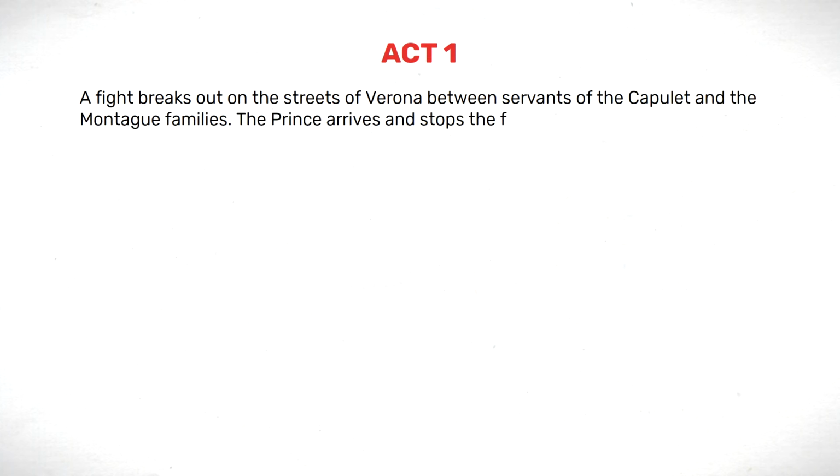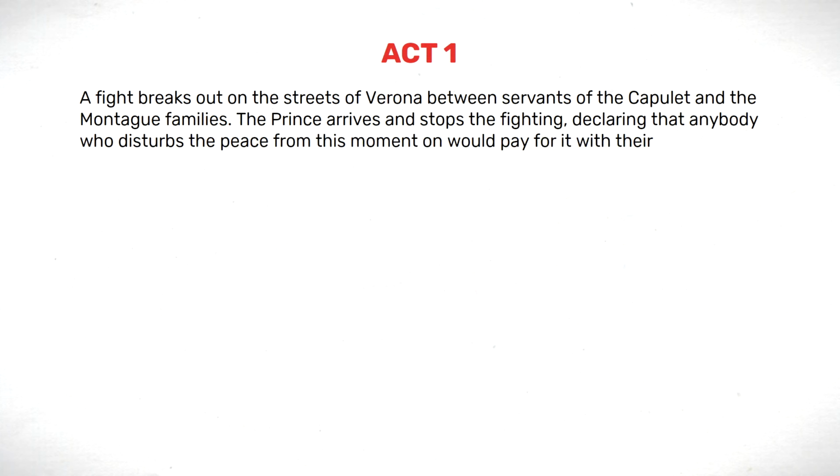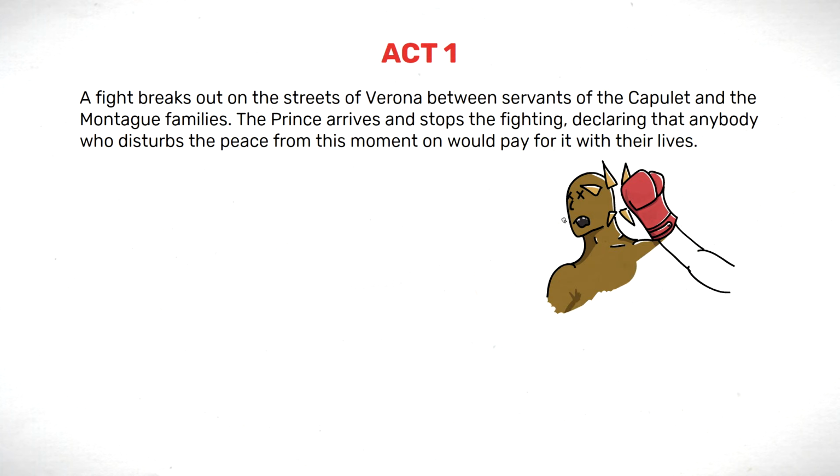In Act 1, a fight breaks out on the streets of Verona between servants of the Capulet and the Montague families. The prince arrives and stops the fighting, declaring that anybody who disturbs the peace from this moment on would pay for it with their lives.